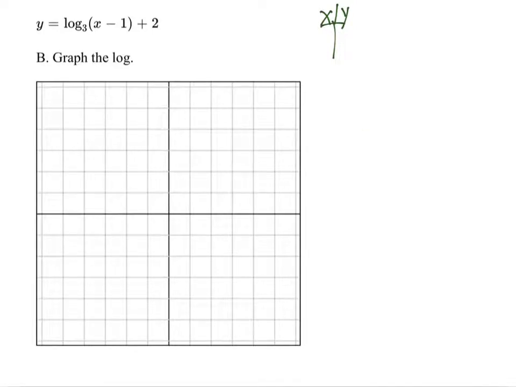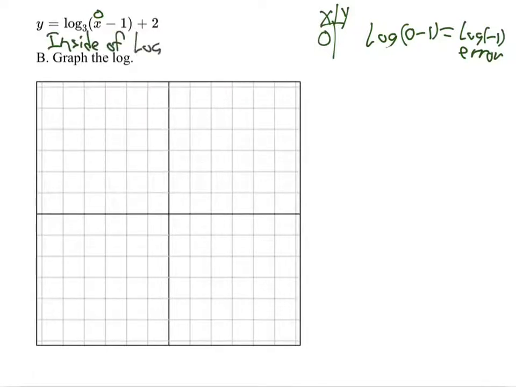Okay, so can I put in like 0 for x? Can I put in a 0 there? No, that's not going to work. I'll let you try it on your own calculator. That'd be the log of 0 minus 1, which is the log of negative 1. If you do the log of negative 1 on your calculator, why don't you try that real quick? You'll get an error. The inside of a log cannot be 0 and it cannot be negative.